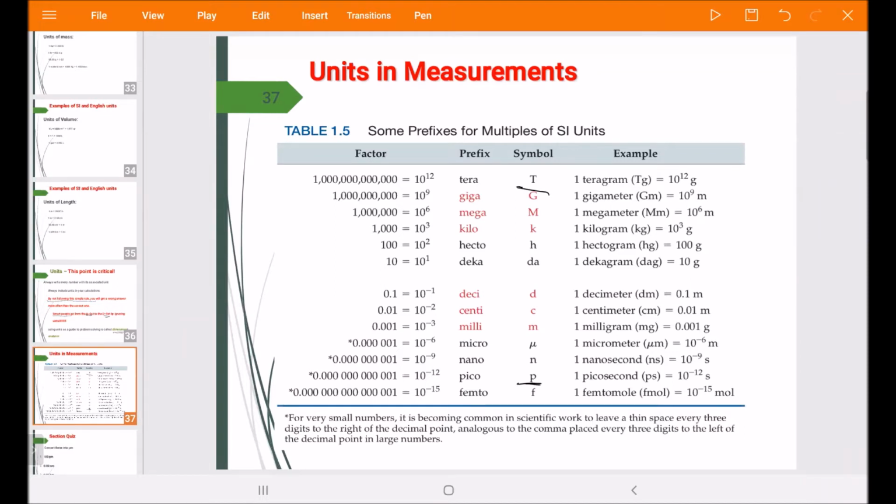Now, let me give an example. For example, if you want to express one gigameter, and if you are asked to convert this into hectometer, let's do this with 100. Now, if I ask you to convert 100 gigameter into hectometer, so remember the relationship. Now you have to develop this. This is what dimensional analysis means. You have to come up with a conversion factor between giga and hecto.